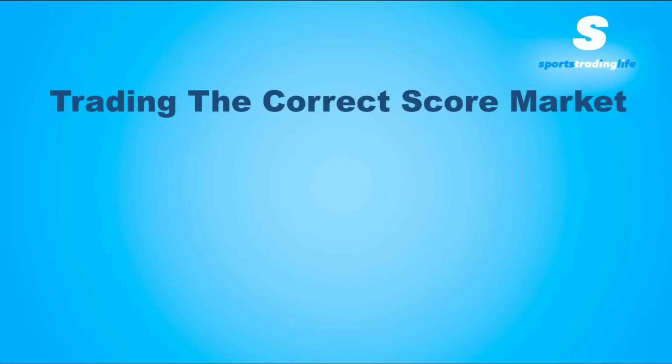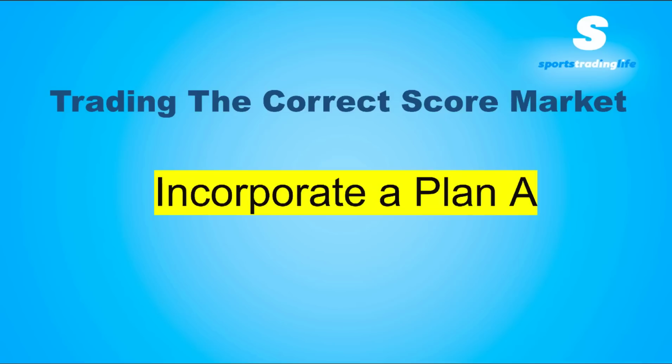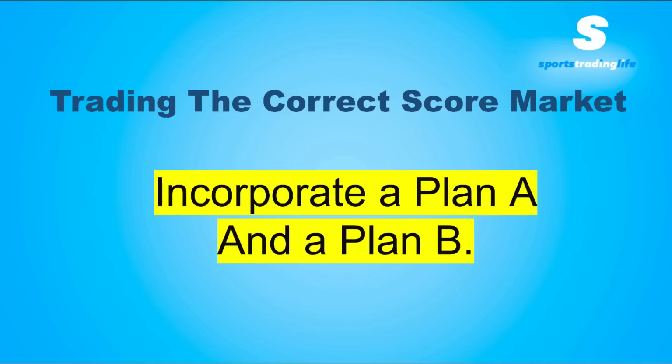So when you are trading a correct score market and you're picking out your target scores, it's very important that you incorporate a plan A, the main way you're expecting the match to go, but also incorporate a plan B. Not every match is going to go to plan, so you've got to have a way to trade your way out of potentially bad situations. So incorporating a plan A and a plan B into the scores you pick is definitely advised.